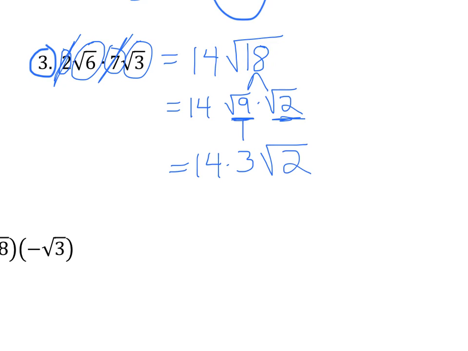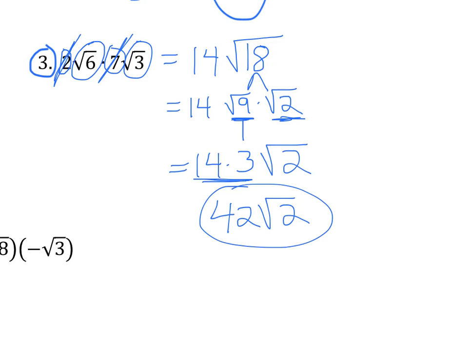And then last thing, I can multiply these. 14 times 3 gives us what, 42? So we get 42 root 2, and then we're done. That doesn't simplify any further. All right, so the main idea with this: when multiplying radicals, you can only multiply the actual numbers, the coefficients, and then you can only multiply the numbers within the square roots. And then just make sure to simplify the square root all the way, and then you're done.